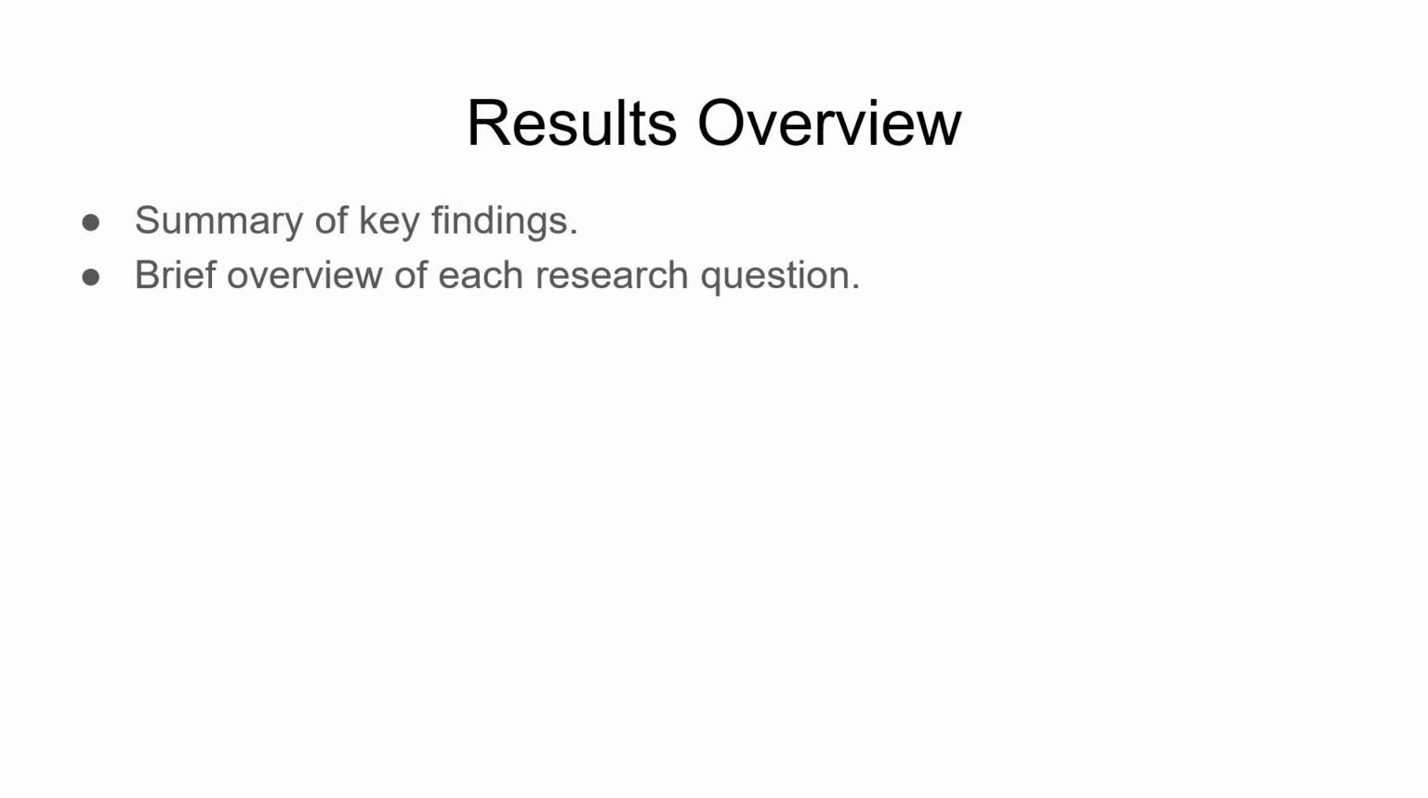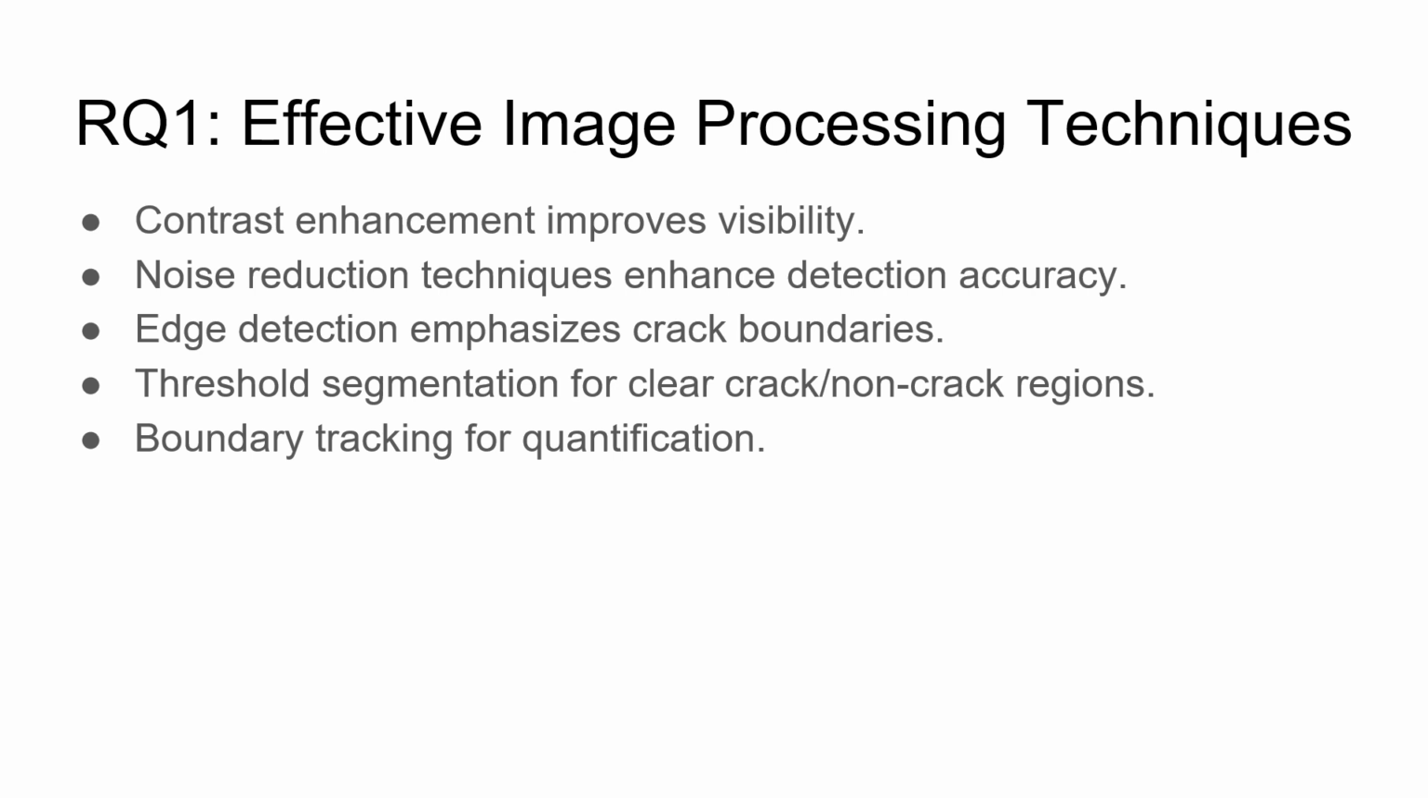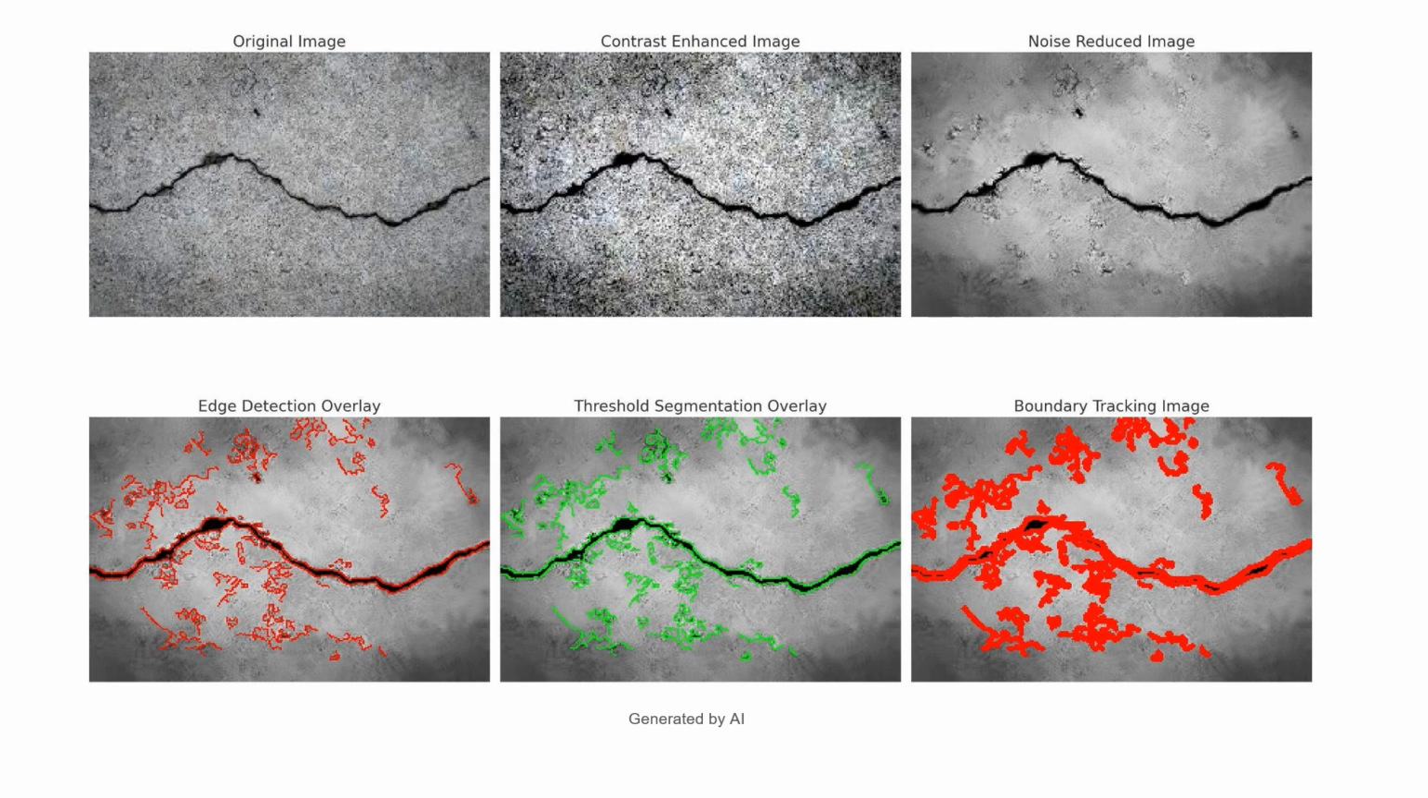Organized by our 4 research questions, this will provide a comprehensive understanding of the current state of crack detection using CNNs. For our first research question, we found that several image processing techniques significantly enhanced the visibility and depth perception of cracks in images. This image illustrates the techniques we used.